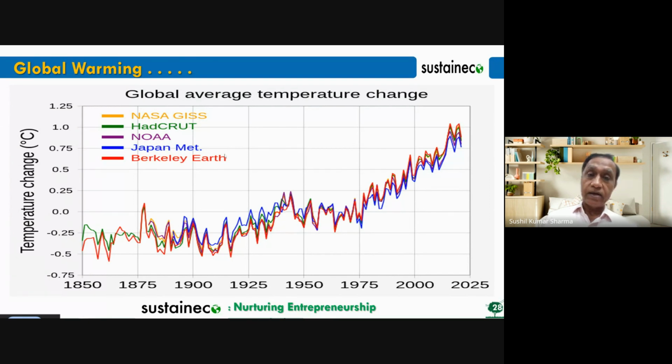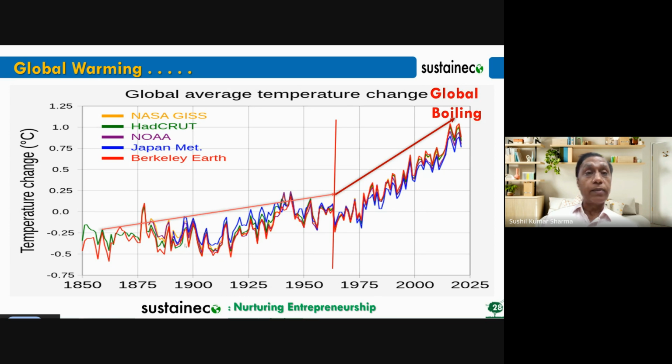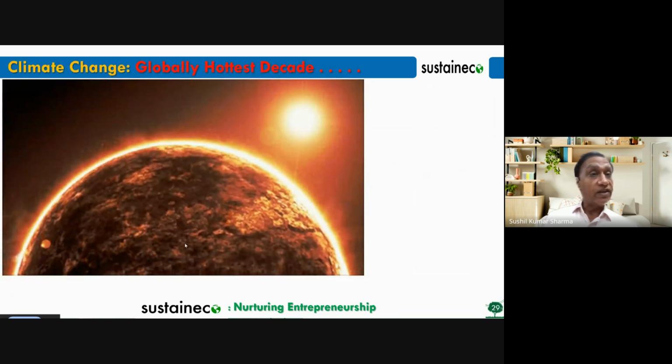Herein is the pattern of global average temperature beginning 1850 up to now. We find up to the year 1970s, though temperature been varying, but the trend indicates that this variation was not abrupt and abnormal, which has subsequently become very steep since 1970 onwards, and now we are already living in the era of global boiling. So this is the scenario.